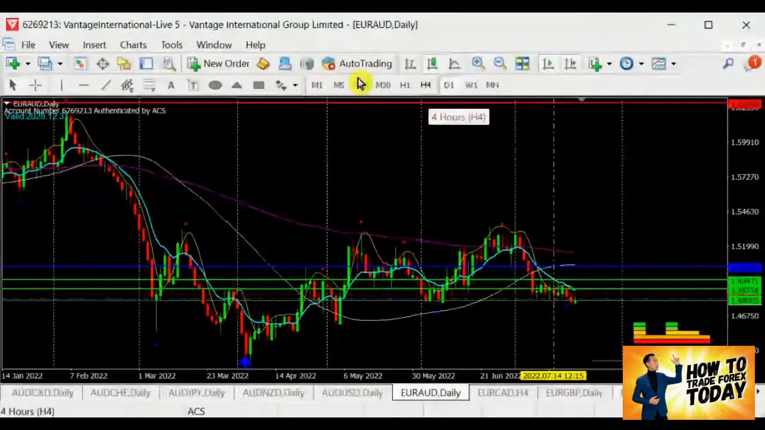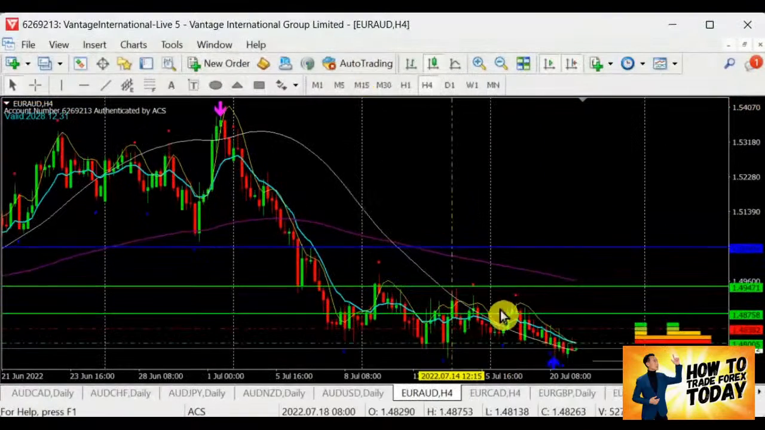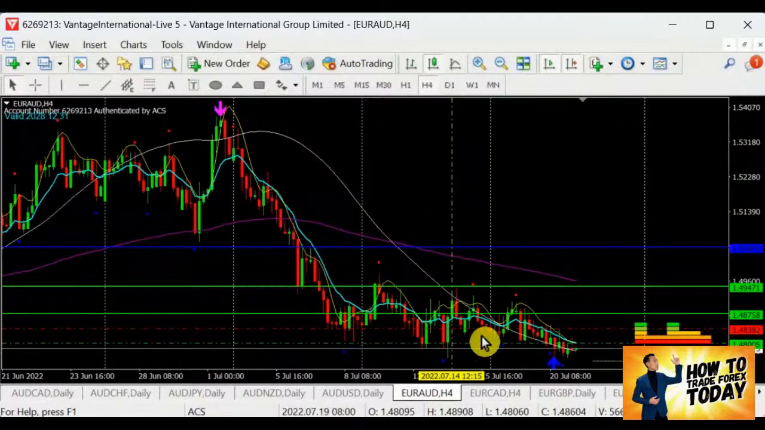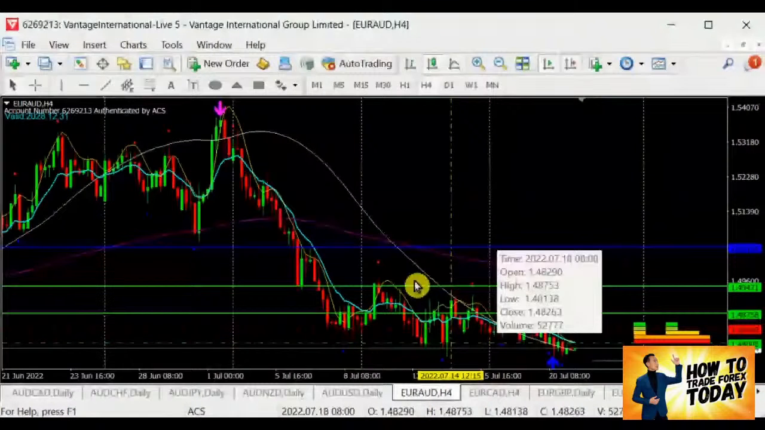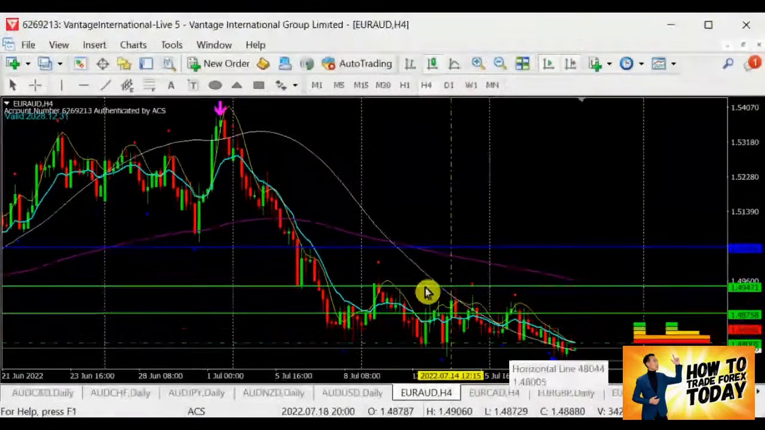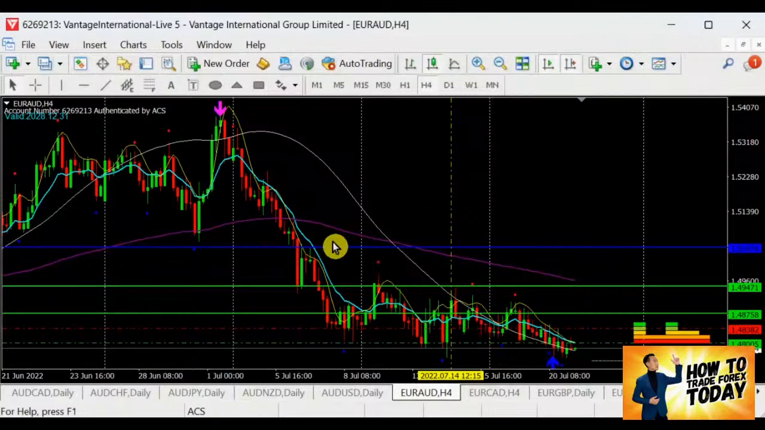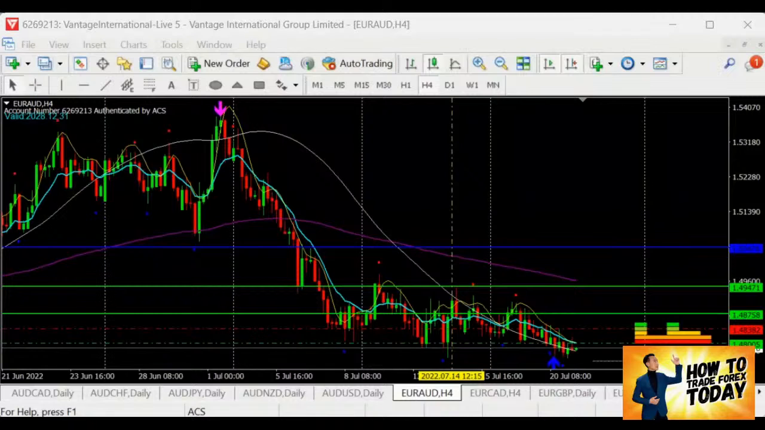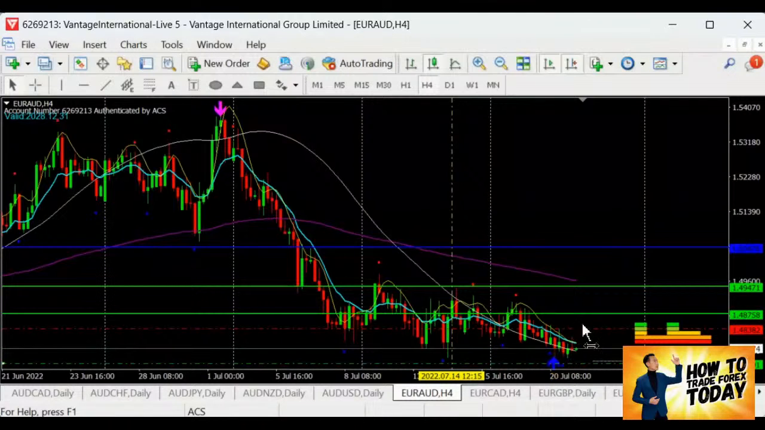I'm looking at this point here. It is likely going to test this area so that it will form a resistance. Tentatively, I'm still waiting for it to form a resistance for Euro Aussie. Then I will have a good chance to sell. Let's wait for a new resistance to come, then I think there will be a good chance for us to sell.